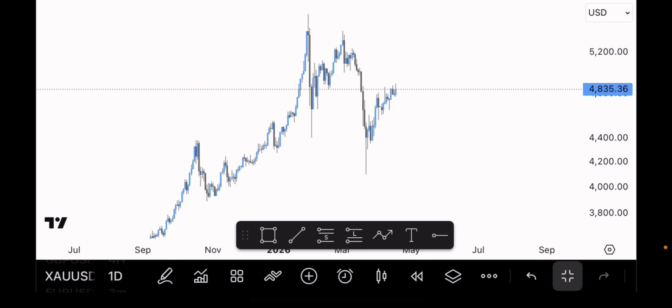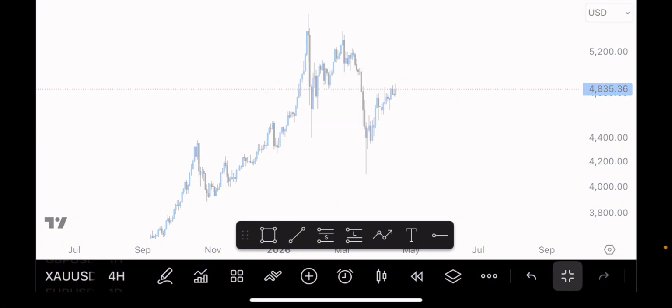XAUUSD, the major structure of gold is going to the upside. So once the market is going to the upside, you are only focusing on buying, not selling. So don't forget this always. This daily time frame gives us a clear understanding of the bias of the market this week on how we are going to trade XAUUSD.